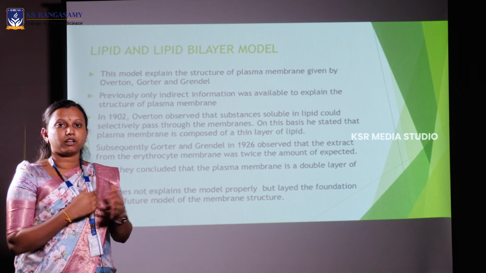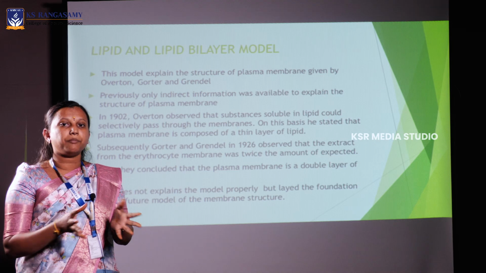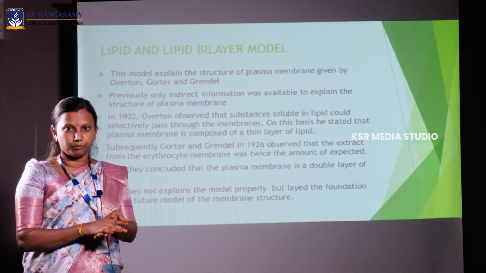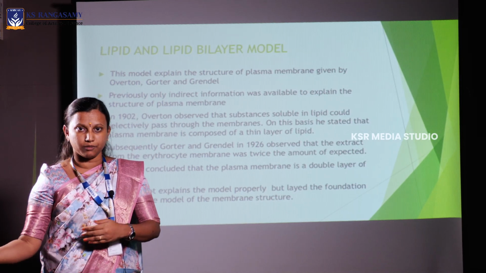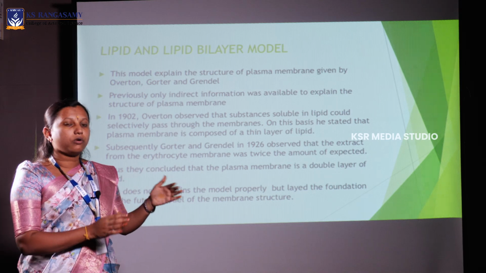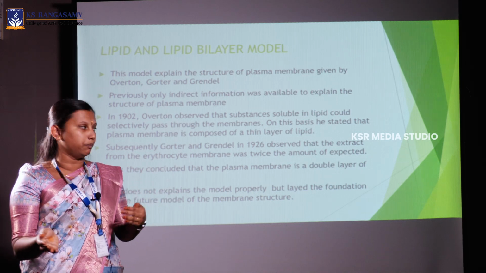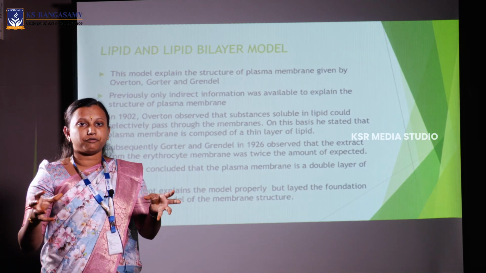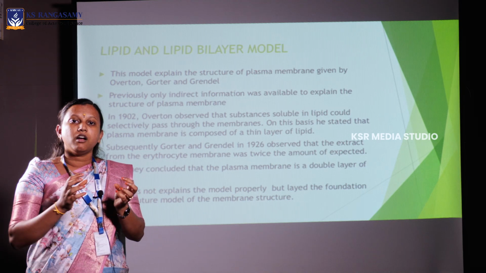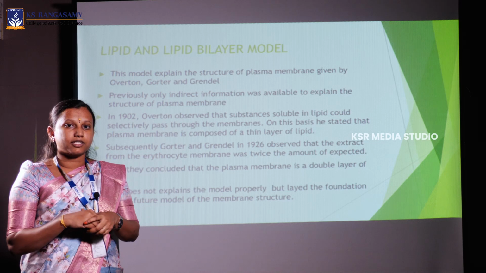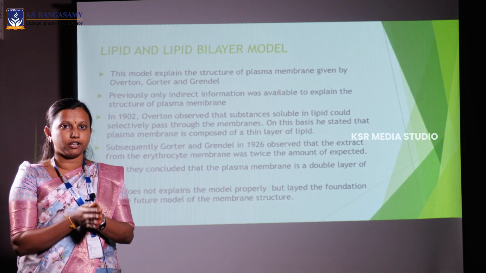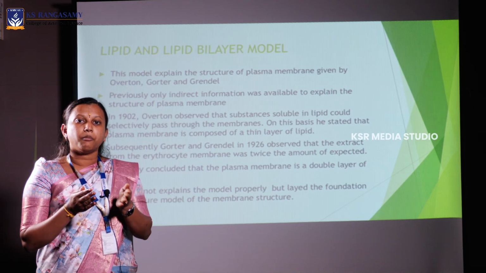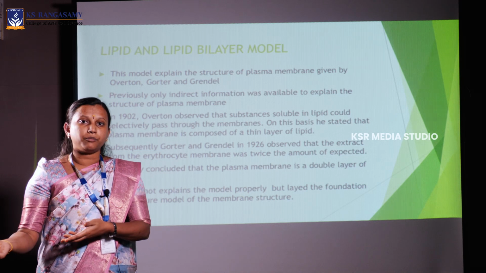After this discovery, we discuss the cell membrane as having a bilayer with lipid content. In 1902, Overton observed that substances soluble in lipid pass easily from one side of the cell membrane to the other, so he concluded that the cell membrane is made up of lipid. After that, Gorter and Grendel in 1926 observed that the extract of the erythrocyte cell membrane has twice the lipid content of a cell. So they discovered that the cell membrane is made up of a bilayer, not a single layer. This does not properly exhibit the model of the cell membrane, but it laid the foundation for further models.